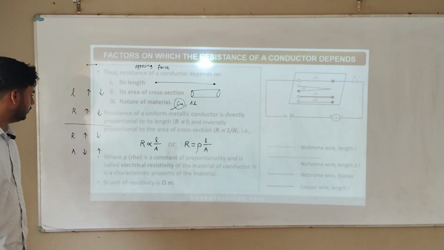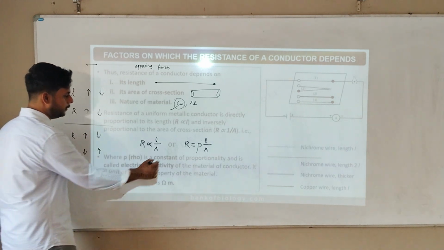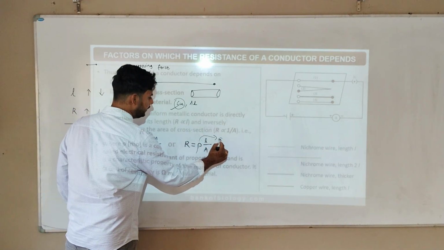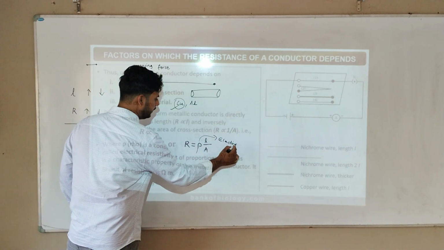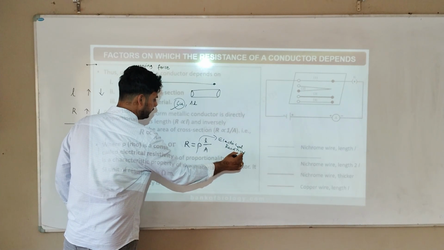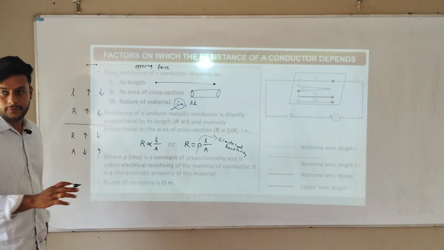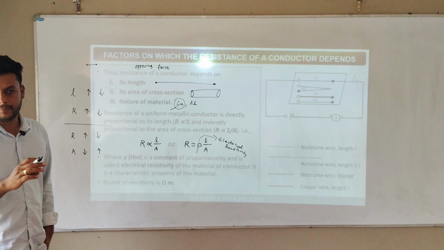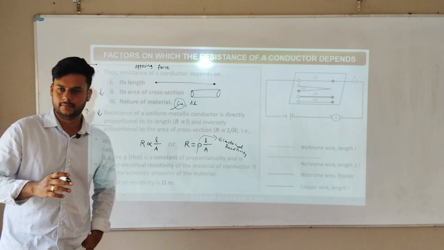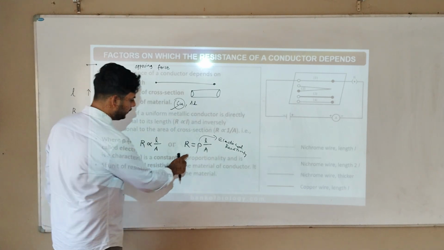Where rho is a constant of proportionality and is called electrical resistivity of the material of the conductor. Now each and every material has its different resistivity. We were discussing this. So the material's resistivity is called rho.